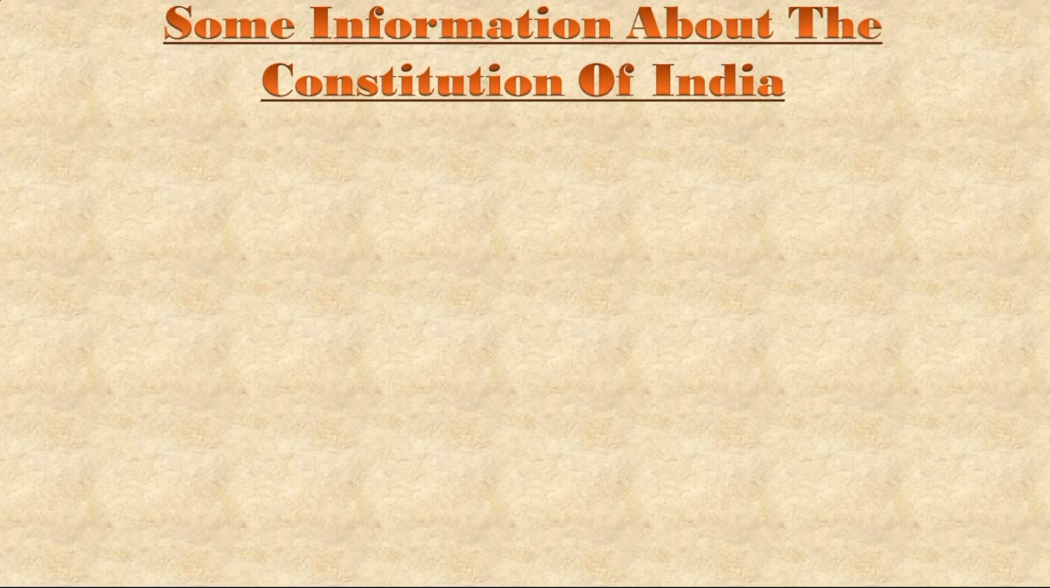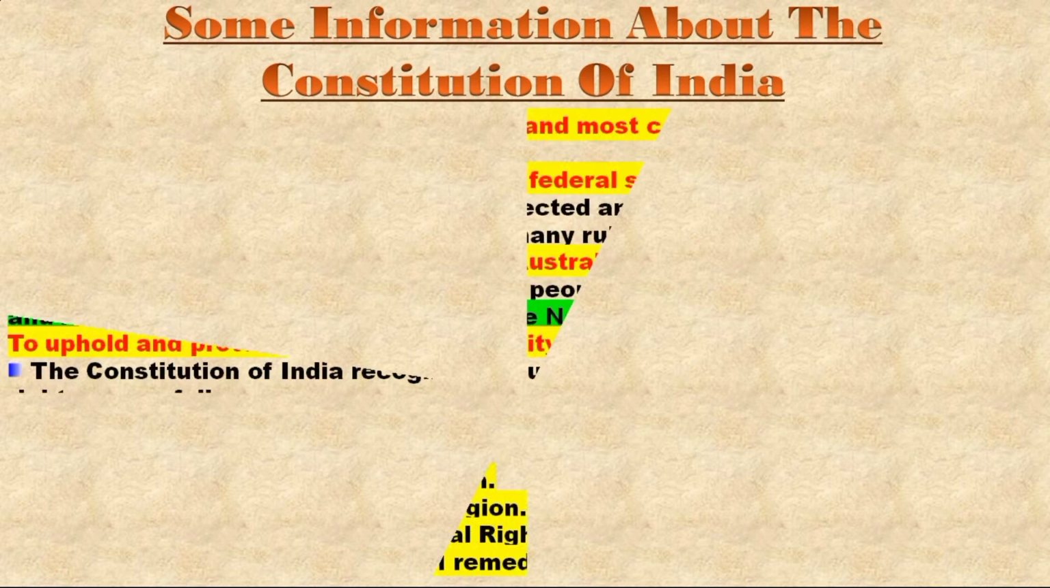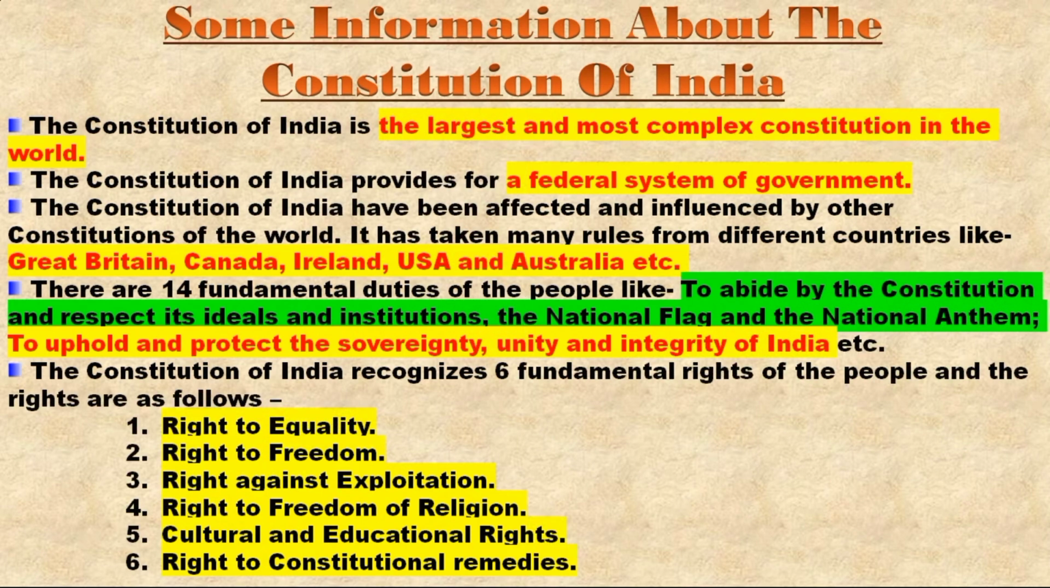Some information about the Constitution of India. The Constitution of India is the largest and most complex constitution in the world. It provides for a federal system of government. The Constitution of India has been affected and influenced by other constitutions of the world. It has taken many rules from different countries like Great Britain, Canada, Ireland, USA, and Australia, etc.